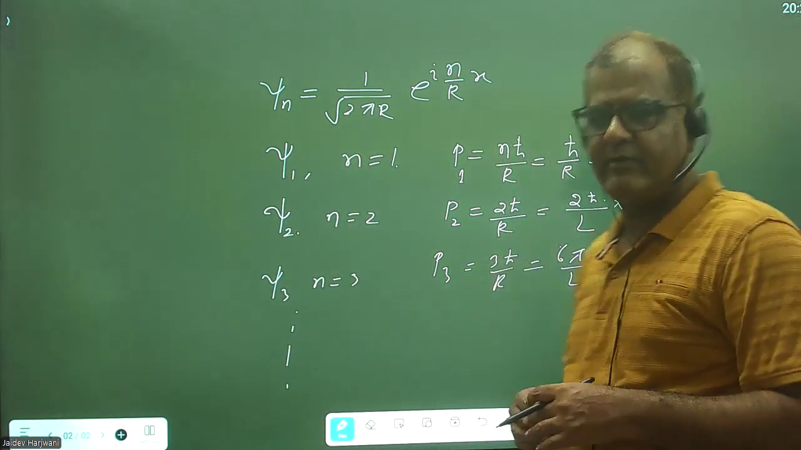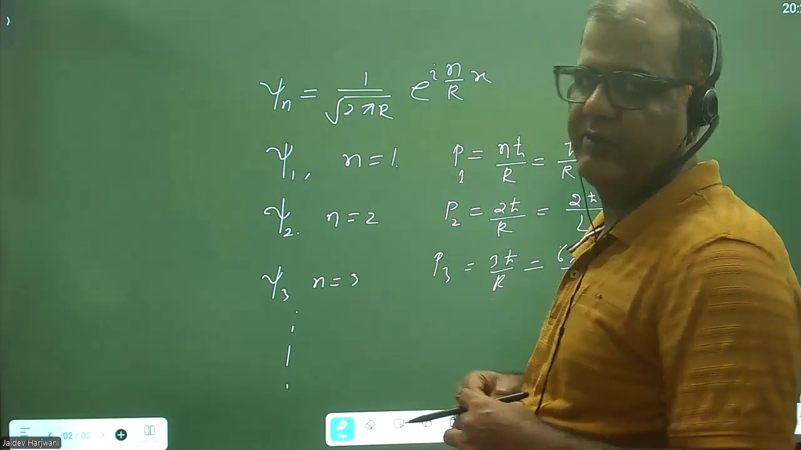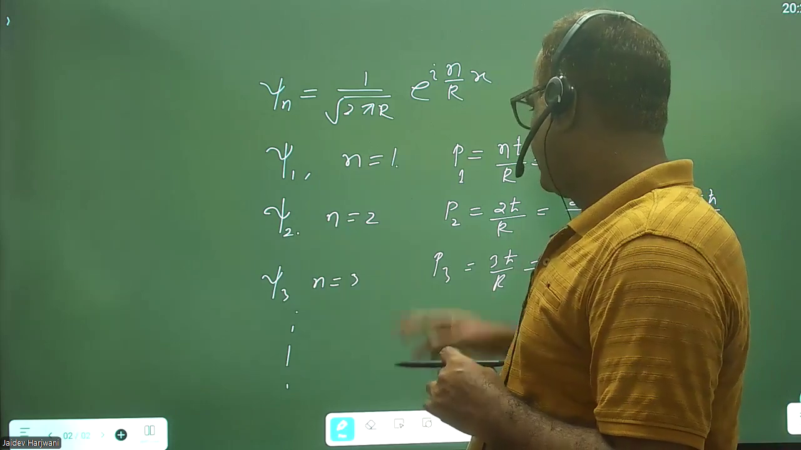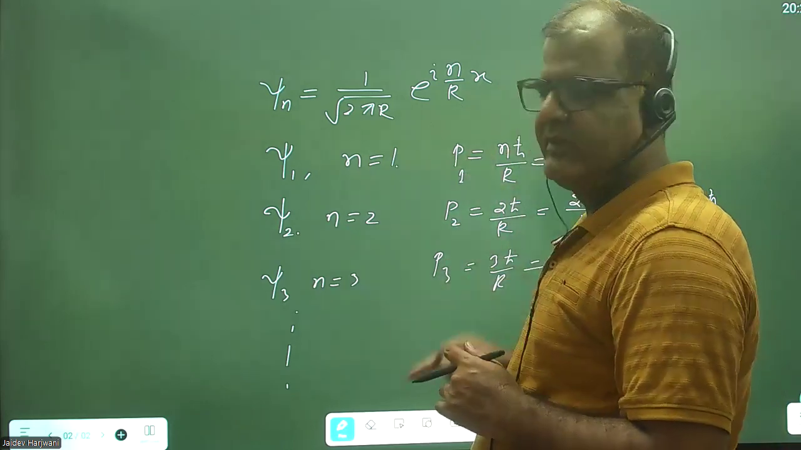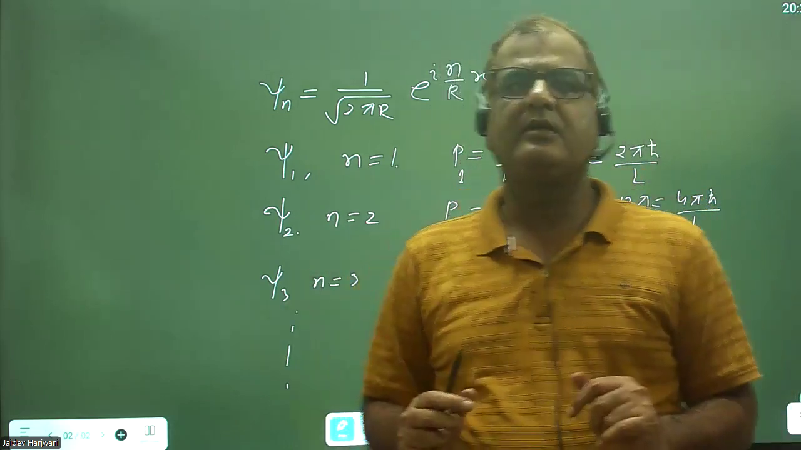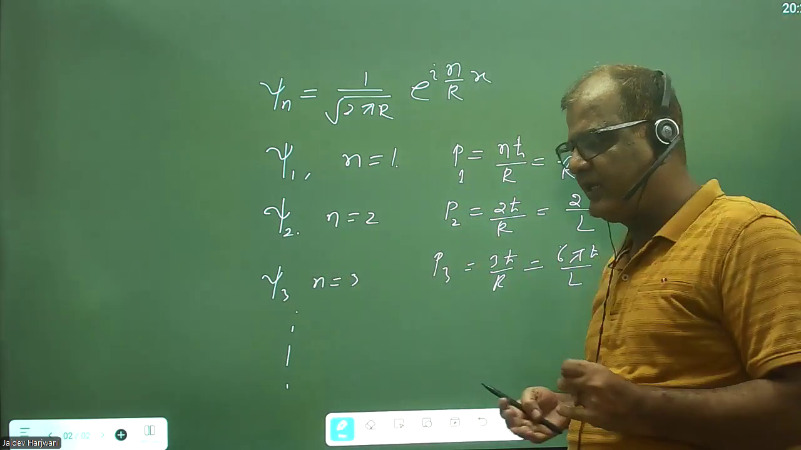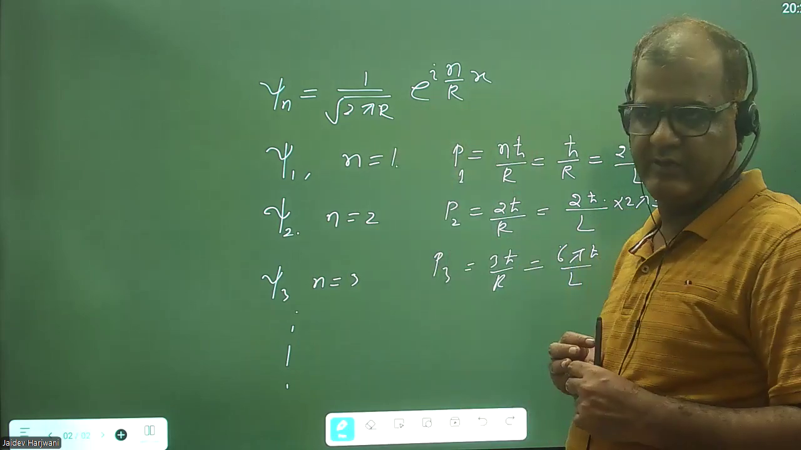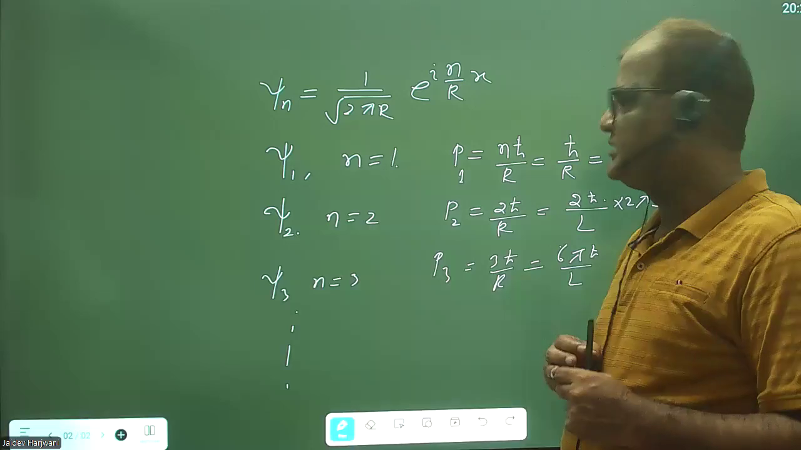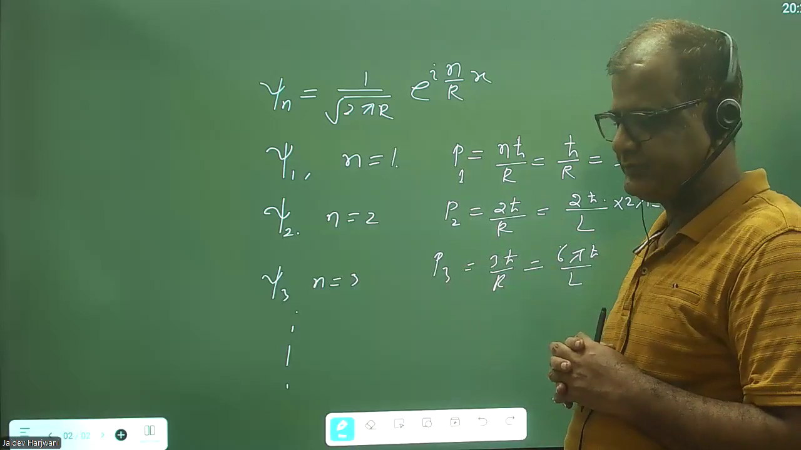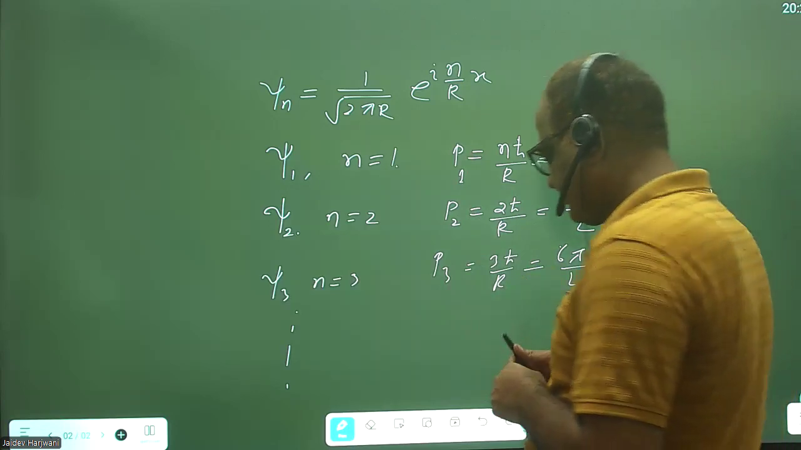Similarly, you can write about the energies of the state and you can write the angular momentum of the state. So now these are the possible momentum values when a particle is moving in a circular ring. Now the question is, if I want to measure the momentum of the particle moving in a circle, what is the probability that I will get this value or this value or this value?